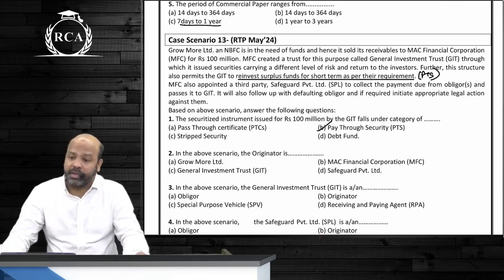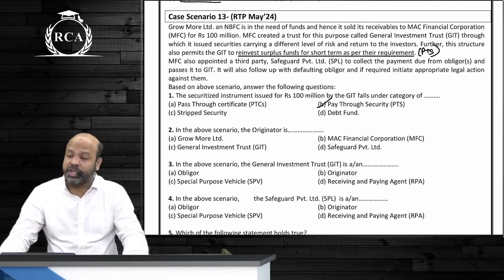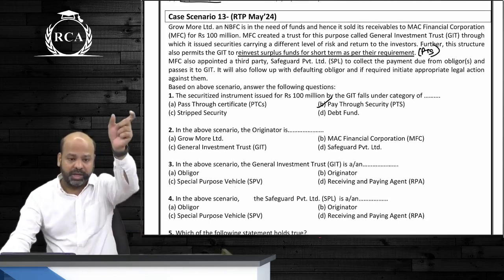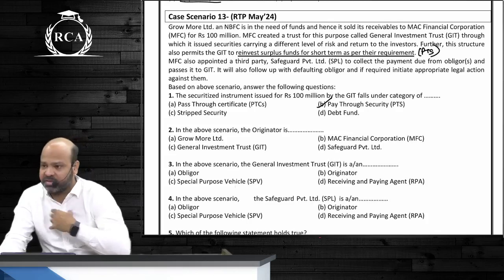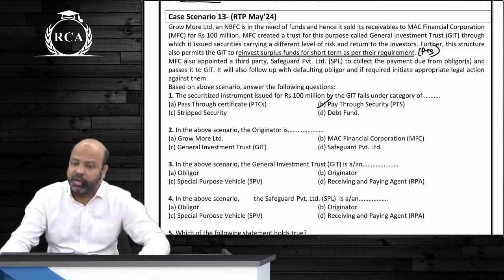It is a PTS. Are we clear? In the above scenario, who's the originator? There's an originator, there's a special purpose vehicle, there are investors. Who's the originator here?